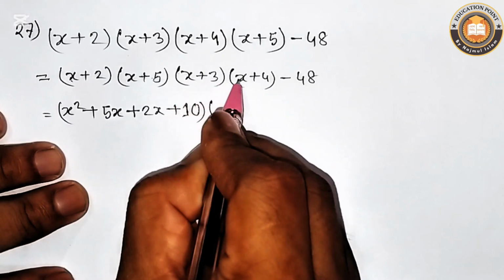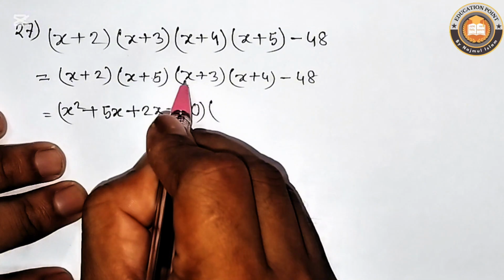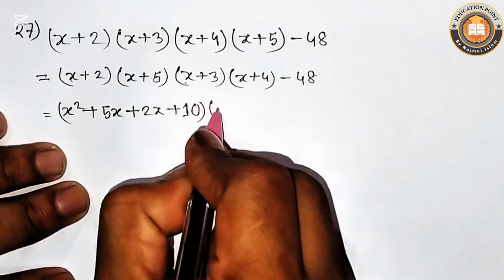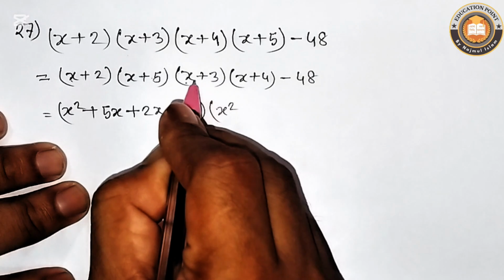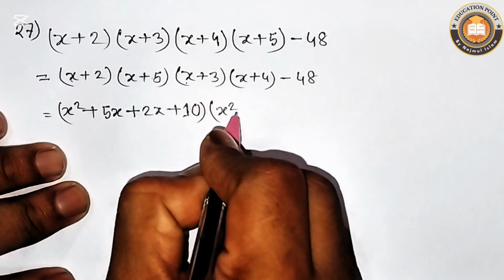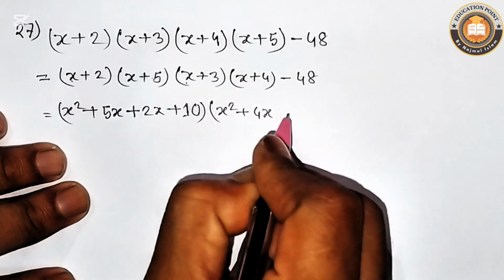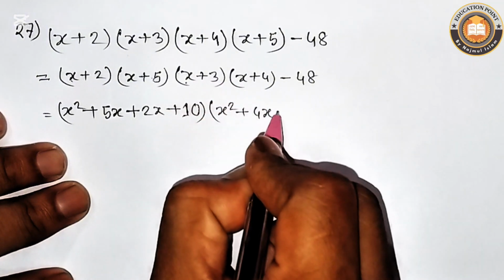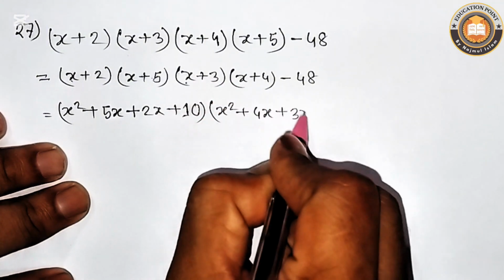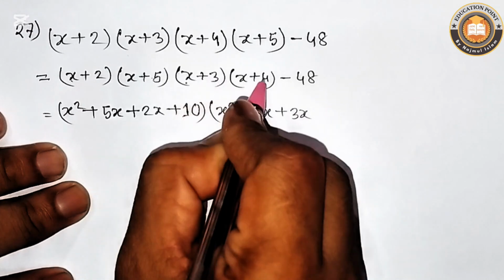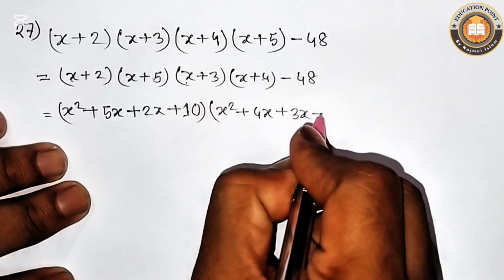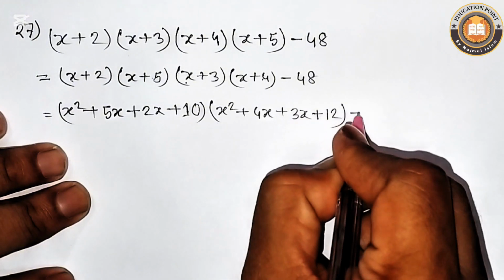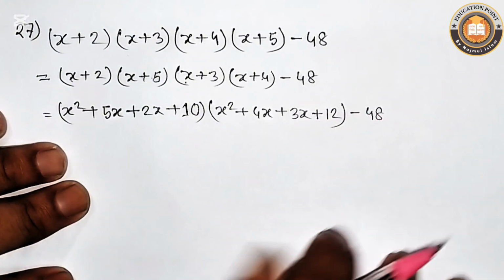here x plus 3 multiply with x plus 4. At first x multiply with x plus 4: x multiply with x equals x square, then x multiply with plus 4, that means 4x, plus 3 multiply with x, that means plus 3x, then plus 3 multiply with plus 4, plus 3 times 4 is 12, minus 48.